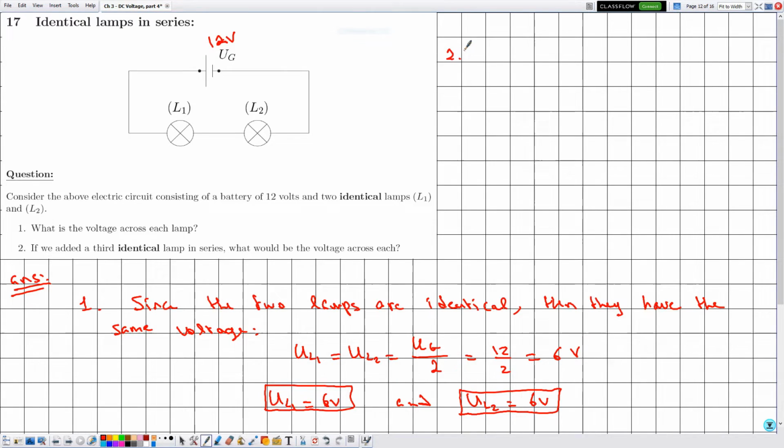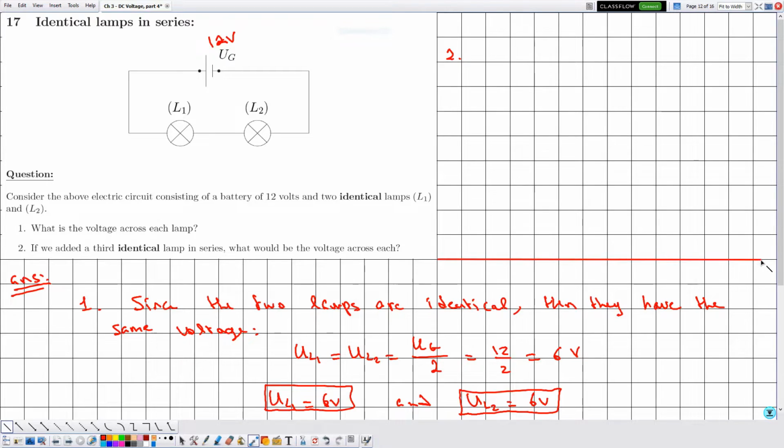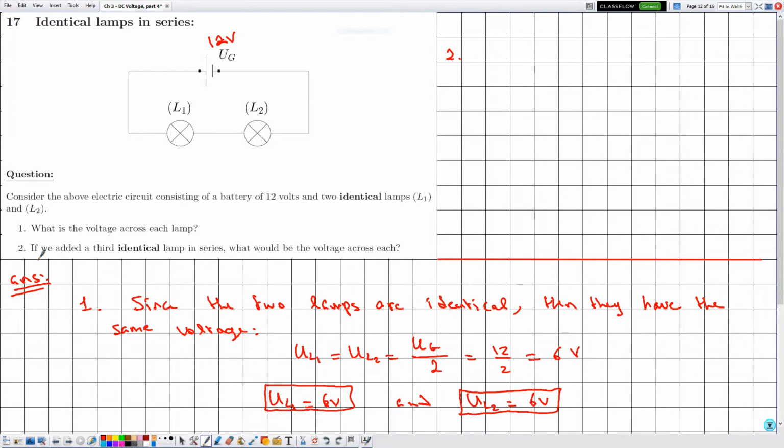So let me answer number 2 here. Now they are telling me if we added a third identical lamp in series, what would be the voltage across each? So let me add here another lamp in series. So suppose that this is the lamp L3.